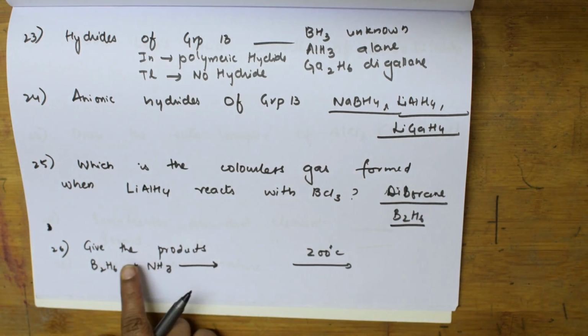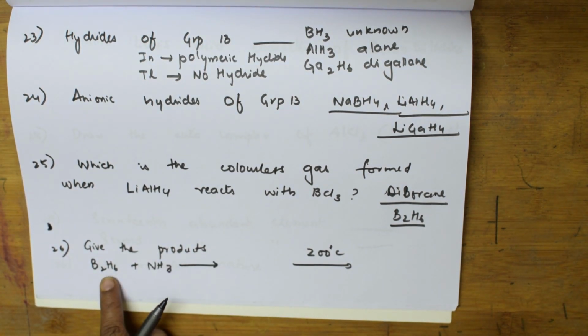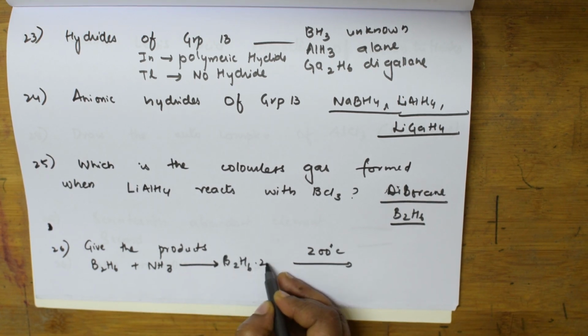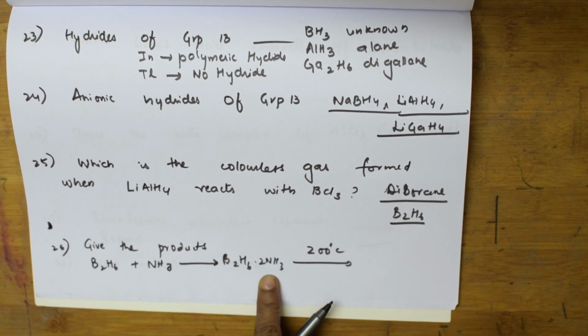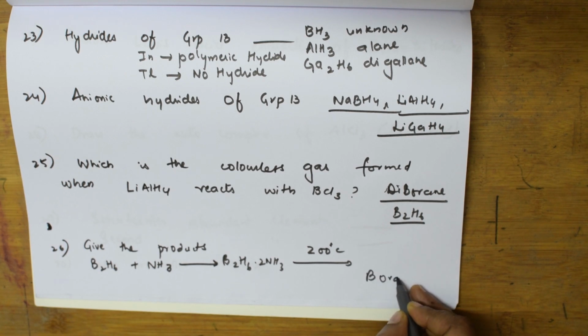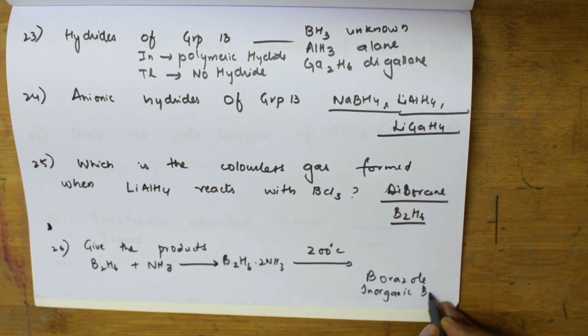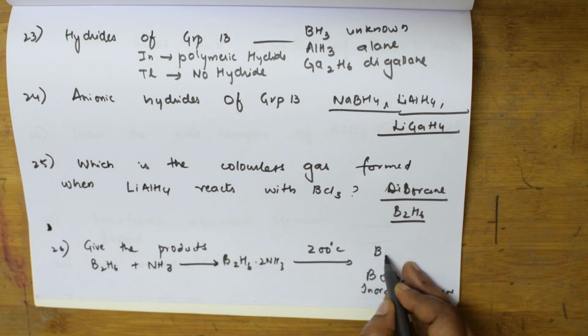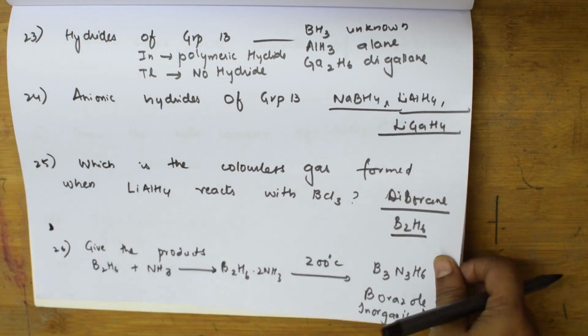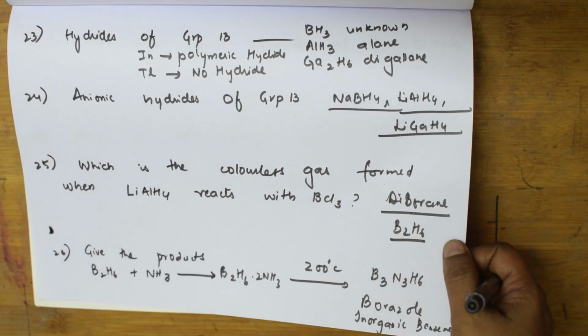Right. Next question, give the products of the following. Diborane, when it reacts with ammonia, first forms B2H6.NH3. Then when I heat this compound to 200 degrees, it forms a compound called borazole, also called inorganic benzene. What is the formula of this compound? B3N3H6. Remember this: borazole or inorganic benzene is B3N3H6. Right. Let us see one more question. Next question, almost as I promised you, 70 questions I'll be doing, students.